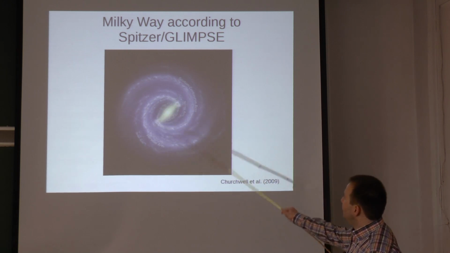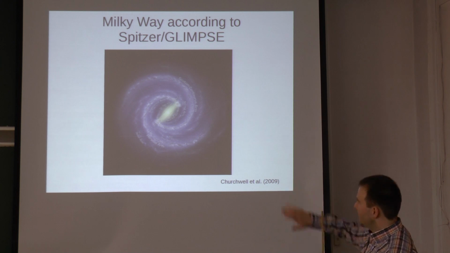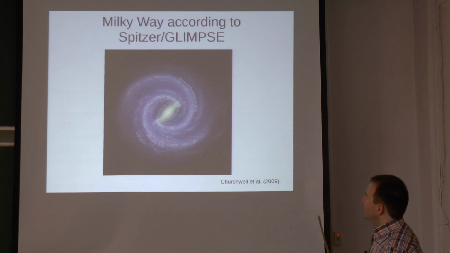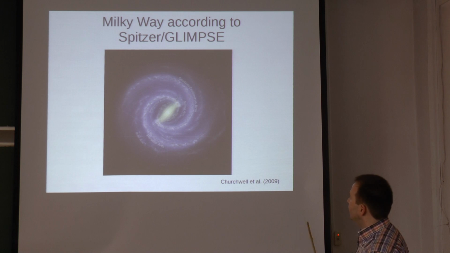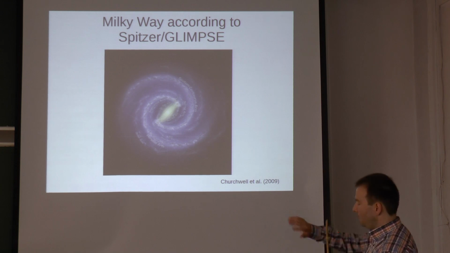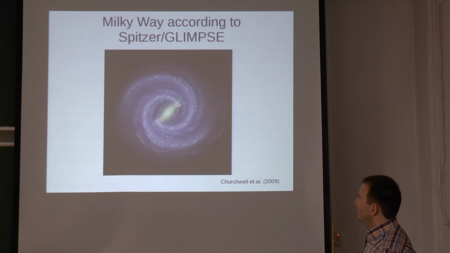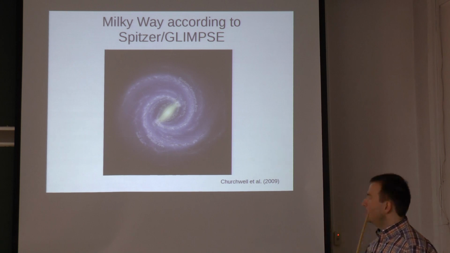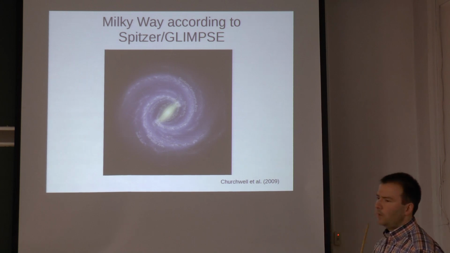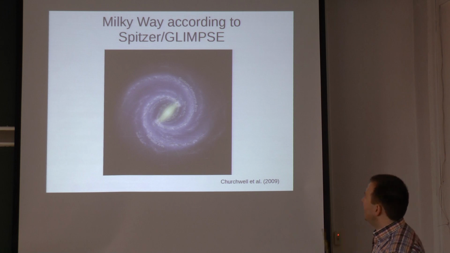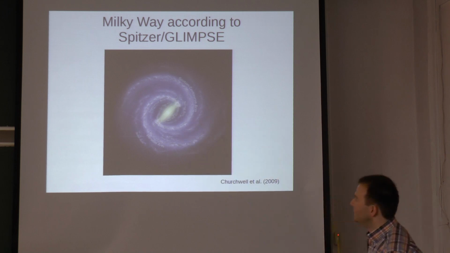We have the disk, seen face on here, with the arms, and then we have the galactic halo. And the galactic halo is relatively light. It has about 1% of the total mass, and the galactic bulge is about 25% of the mass.